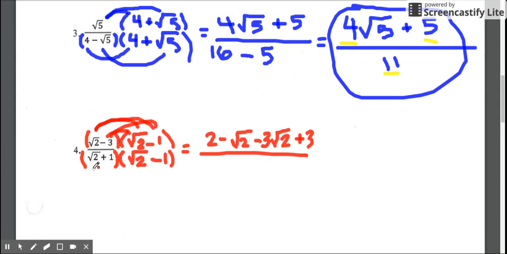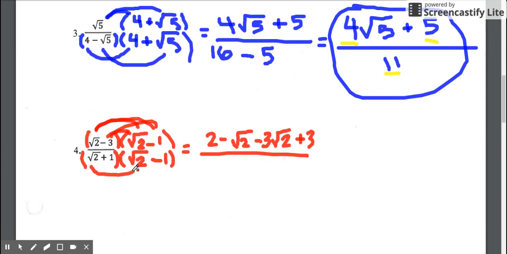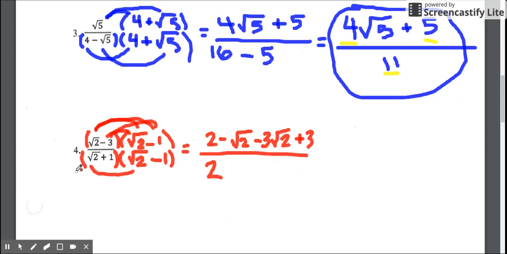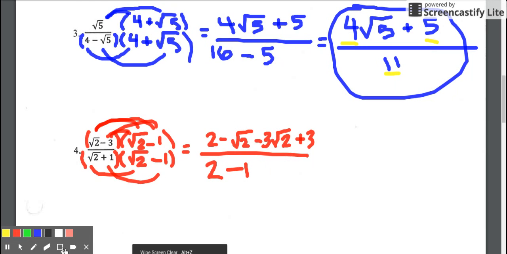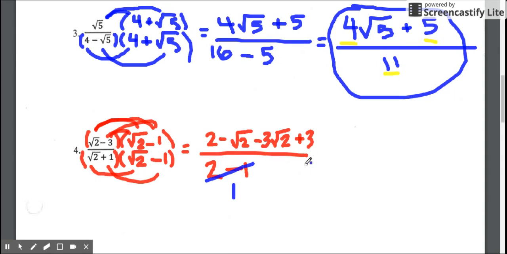In the denominator, I have root 2 times root 2, which is 2. I'm not worrying about the outer and inner because it's going to be negative root 2 plus root 2. They'll cancel. And so then I can just do last. 1 times negative 1 is negative 1. So I'll have 2 minus 1. You might already be able to see it, but 2 minus 1 is just 1. So really, we don't have to worry about having a denominator anymore because this is all over 1.